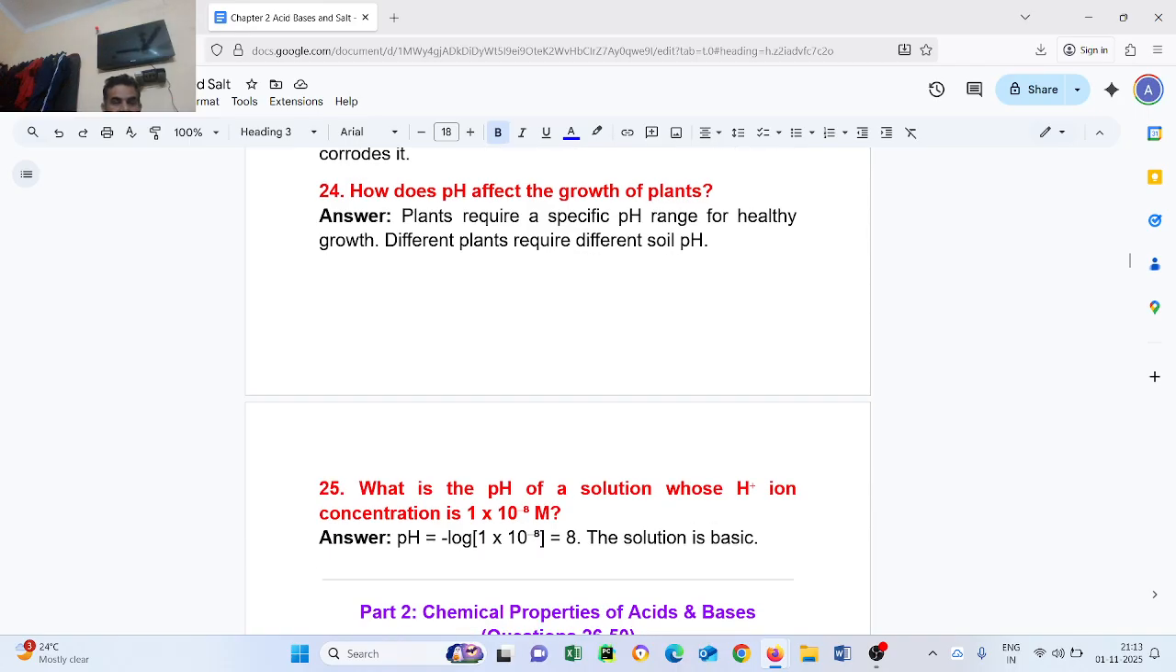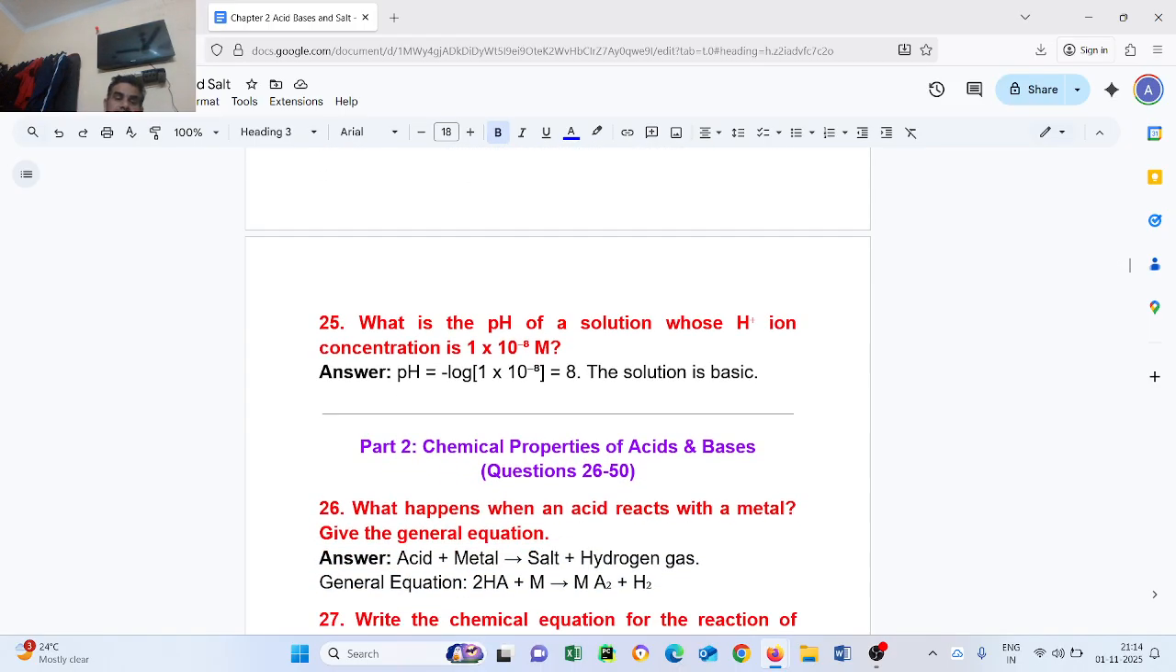Question number 25. What is the pH of a solution whose hydrogen ion concentration is 1 multiplied by 10 to the power minus 8 molar? pH equals minus log of 1 multiplied by 10 to the power minus 8, which equals 8. The solution is basic.